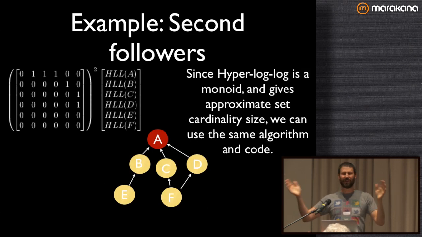So with about a 16 kilobyte data structure, which is still kind of large, you can get less than 1% error. And no one really cares. You know, that's fine, 1% error.